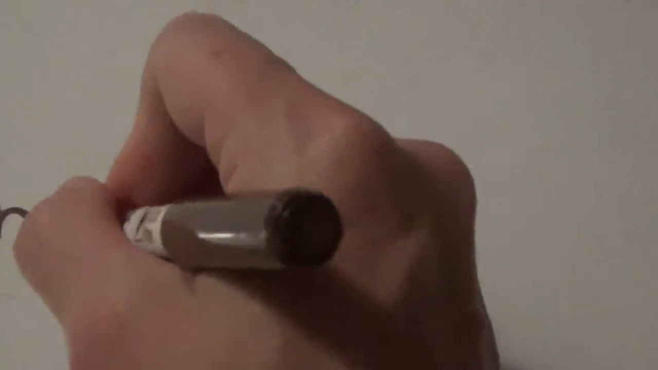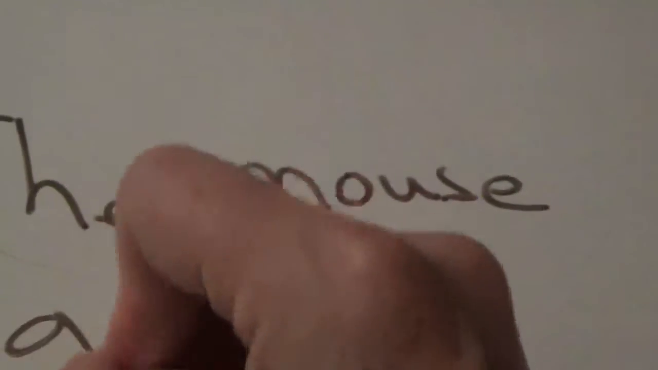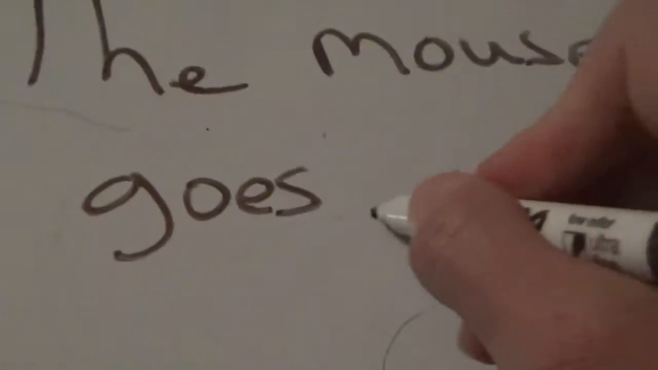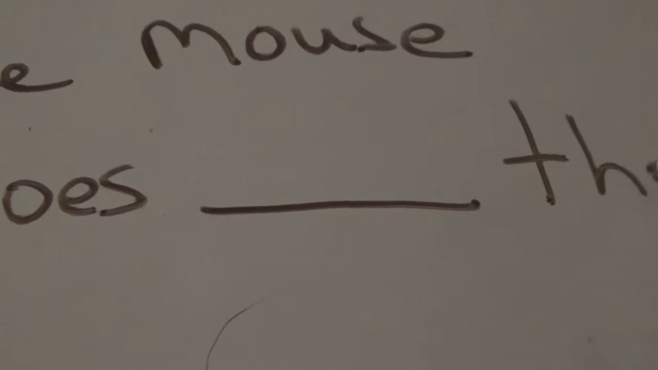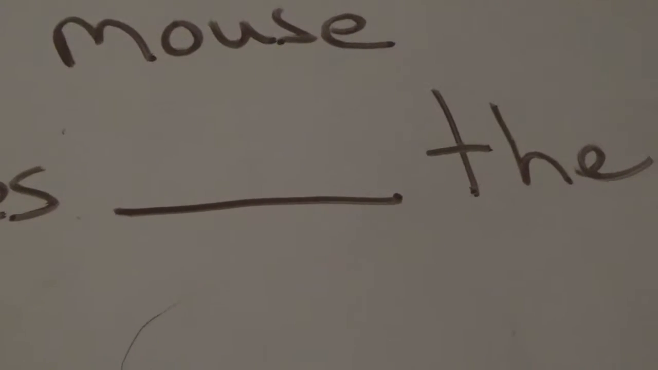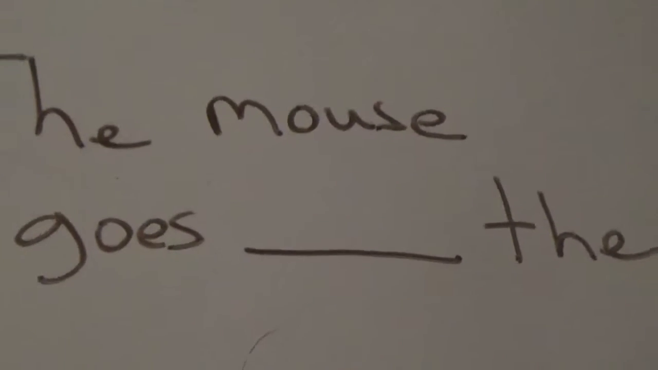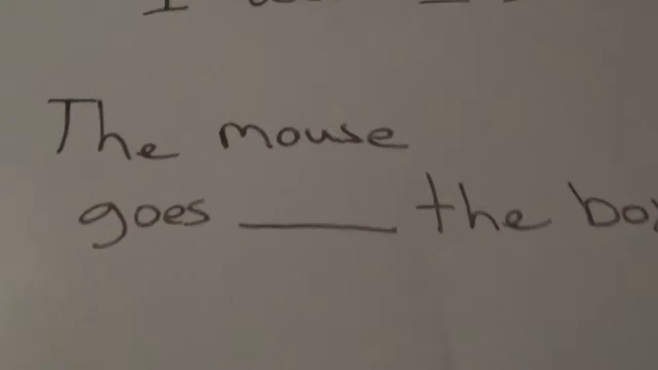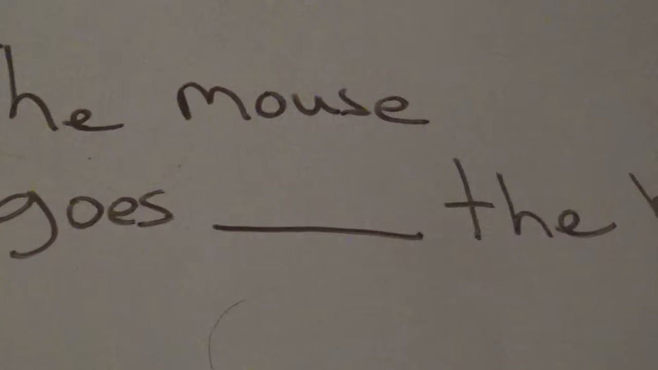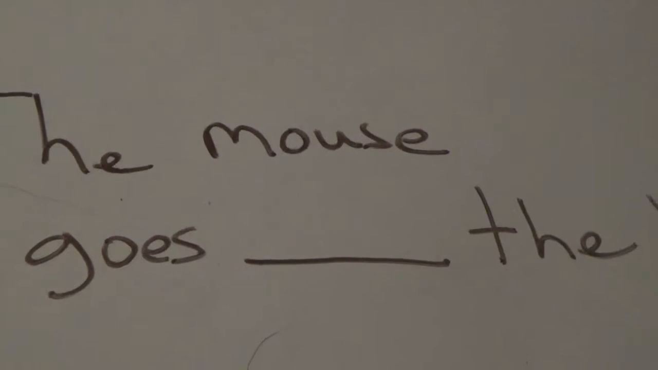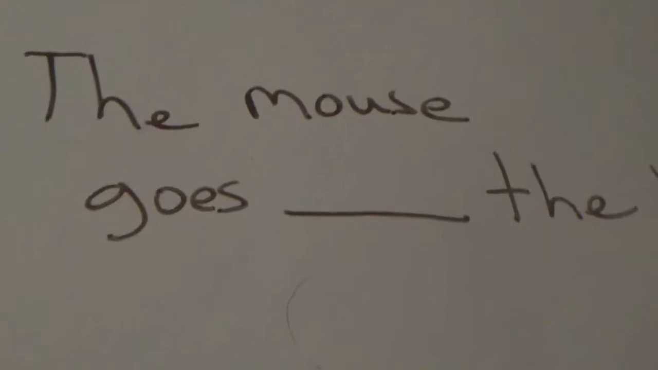So that's one thing that can help you. And the other thing that can help you is most prepositions can actually fit in the blank in this sentence. The mouse goes blank the box. The mouse goes on the box. The mouse goes under the box. The mouse goes in the box. The mouse goes to the box. The mouse goes on top of the box. The mouse goes inside the box. The mouse goes outside the box.